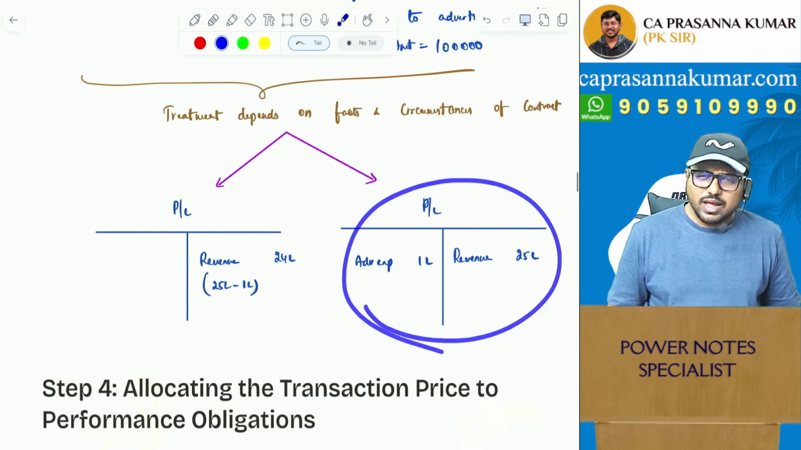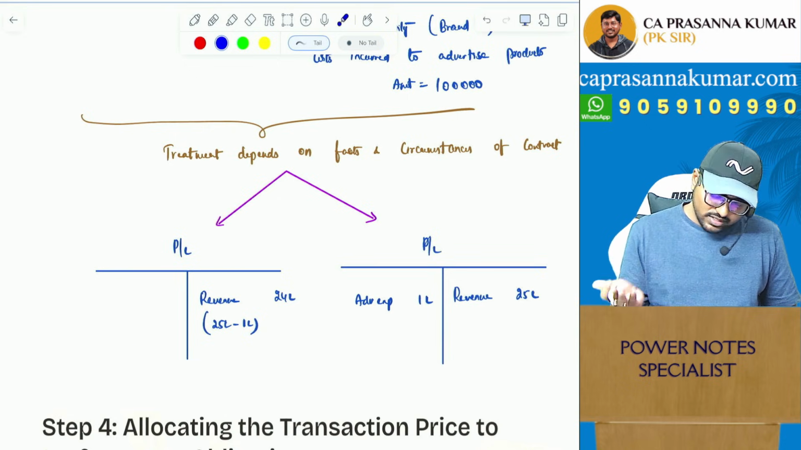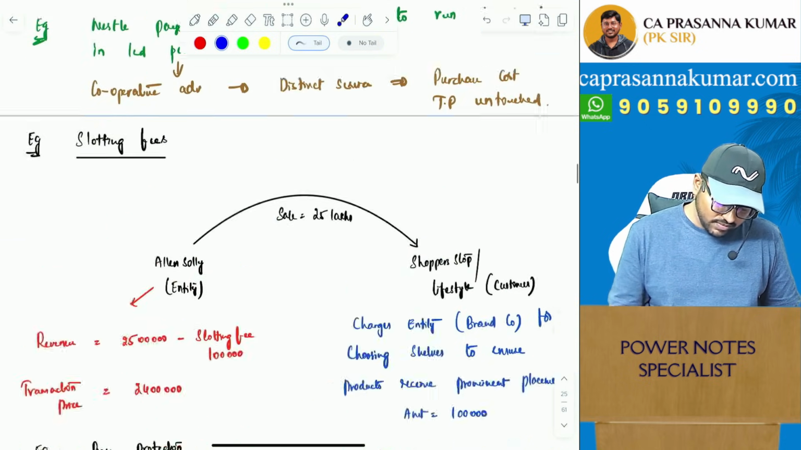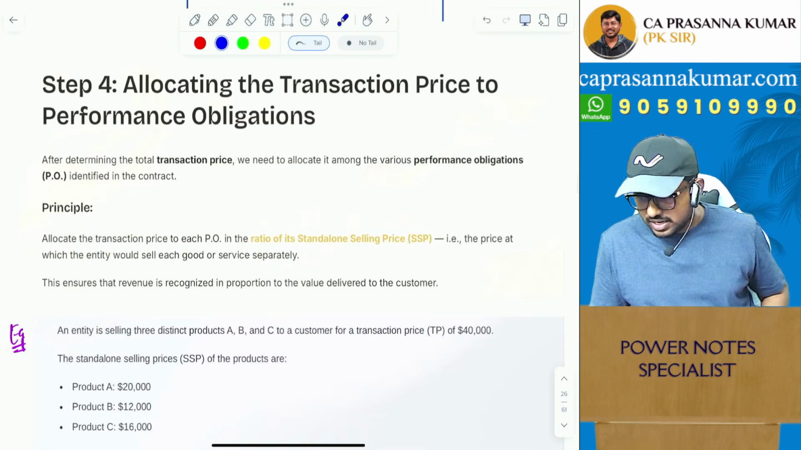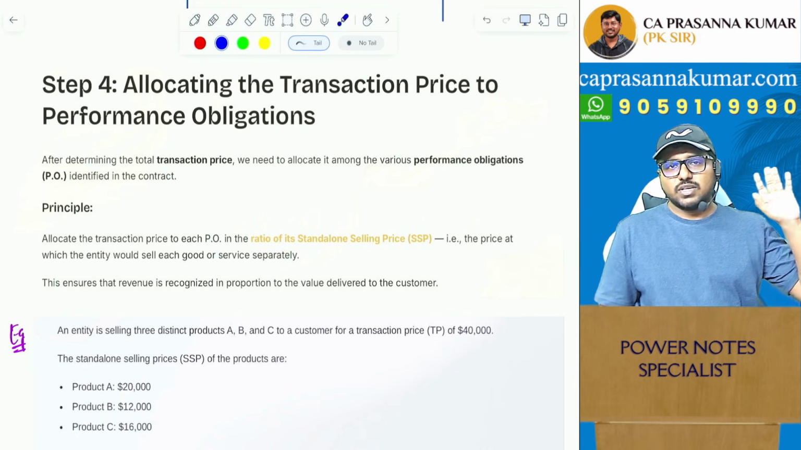All right. Normally, this is what will happen. There are certain unique situations where this also will happen. Right now, don't confuse yourself. This we will see later. Till here, it's done. Right, chalo. So we have seen two examples each for slotting fee, price protection, as well as cooperative advertisement arrangement. Chalo, done. So with this, we are done with step 3, the biggest step as well as the toughest.